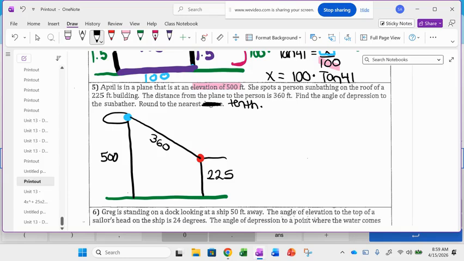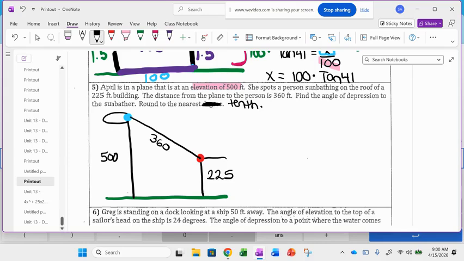Find the angle of depression to the sunbather. If the angle of depression is looking at the sunbather, and you had to take a guess right now, where would you guess the angle of depression is coming from? What's the only other part of this? That's the only other thing being talked about. Only other person being talked about. April, right? Because what does it say? April spots a person sunbathing. So wouldn't it be April's angle of depression to the sunbather?